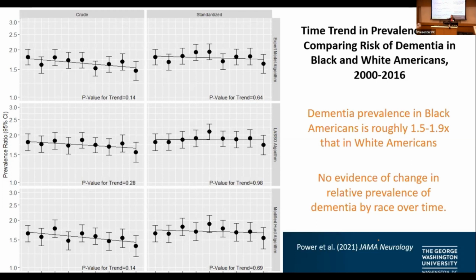And even that kind of suggestion of a little decrease we see in the crude pretty much disappears when we standardize to account for life expectancy. So the conclusions here is that dementia prevalence in Black Americans is about 1.5 to 1.9 times that in White Americans at the national level, and that there was no evidence to support change in relative prevalence of dementia by race over time. Now that does mean the absolute prevalence is probably decreasing, but that's just because absolute prevalence everywhere is decreasing.